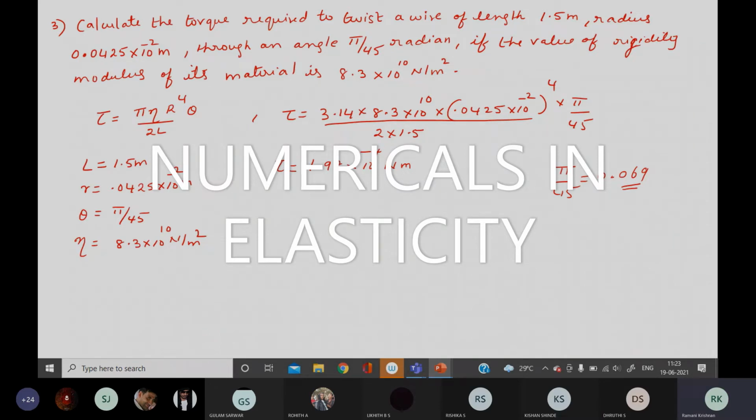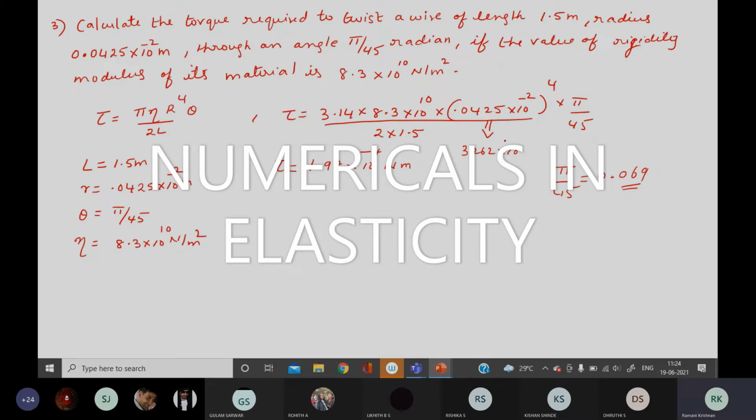It is four times. Okay, 4 times. R power 4 is 4 times. I think here he must have gone wrong. Someone who has got the correct answer, 1.98, tell this value. This 0.0425 into 10 power minus 2, 4 times is how much? 3.262. 3.262 into 10 power how many? Minus 8.